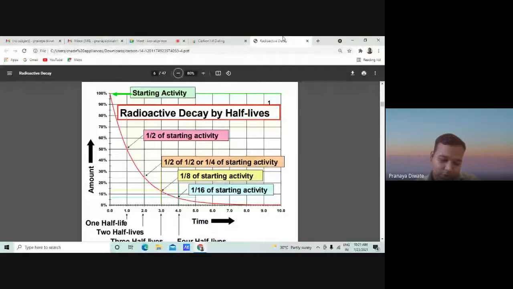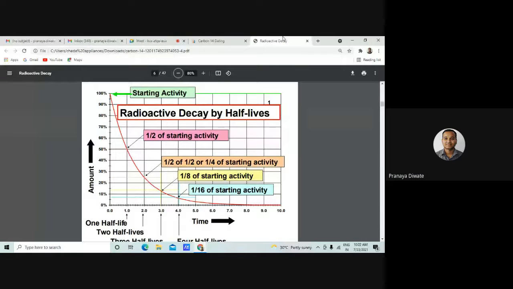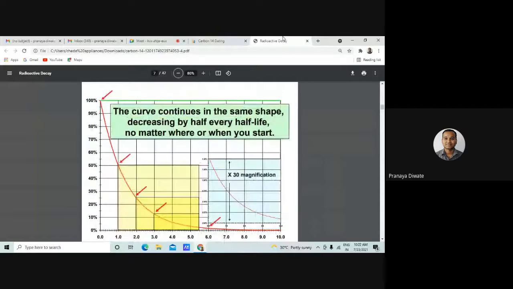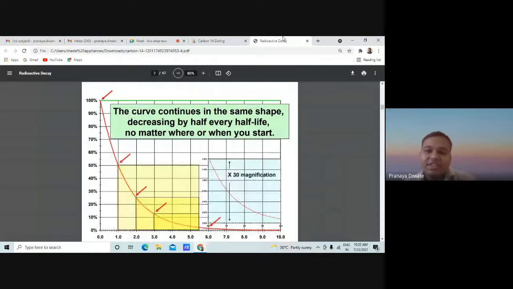So you can have 2 grams. From 2 grams it is converted to 1 gram, from 1 gram to half a gram, and from half a gram to 0.25 gram, like this. So different kinds of operations can take place on this. The curve continues in the same shape, decreasing by half every half life, no matter where or when you start.